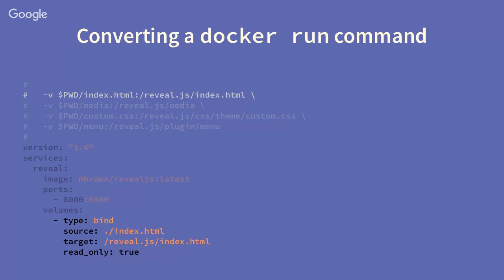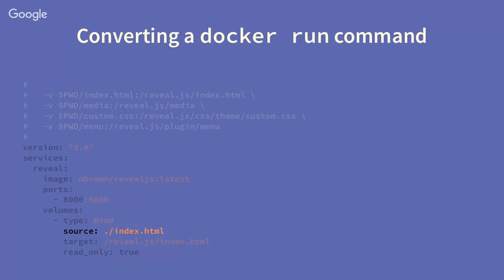So the type is bind because I'm actually specifying a file. I'm telling it just link this one file through, instead of telling it that I have an NFS service or a directory that is going to be like my Postgres data directory, which would be a volume instead of a type bind. So, bind. The source is my local directory index.html.